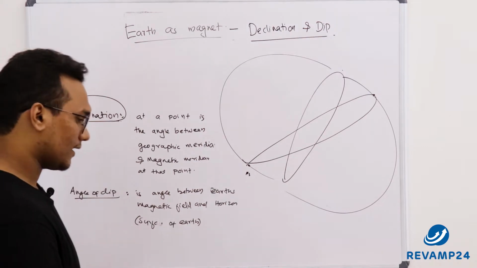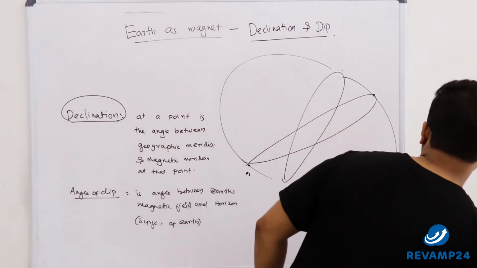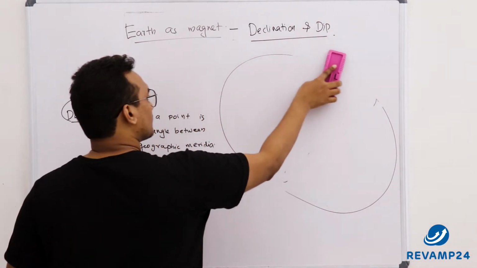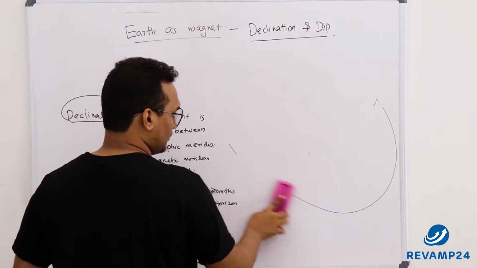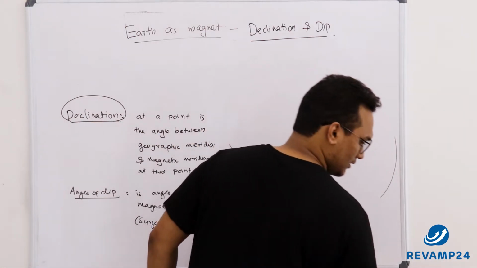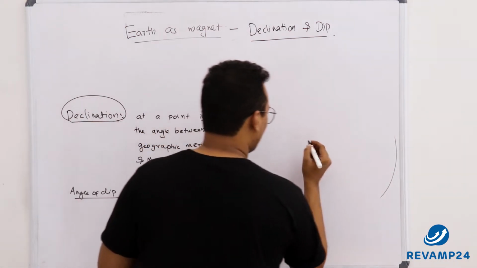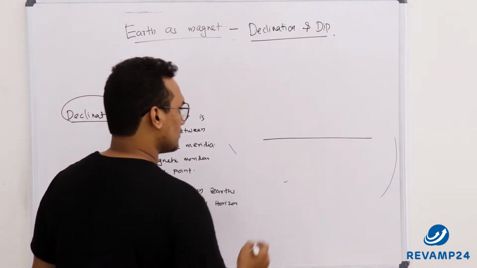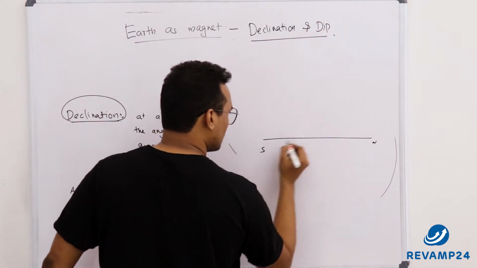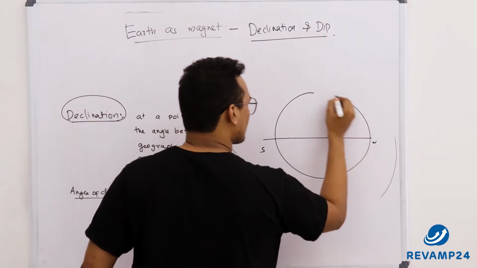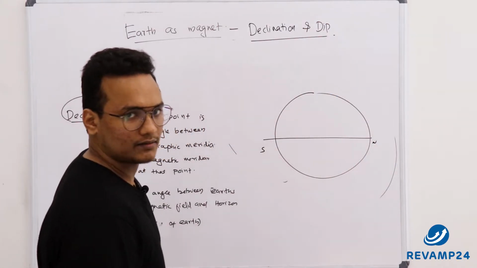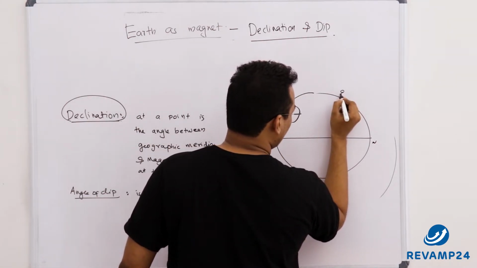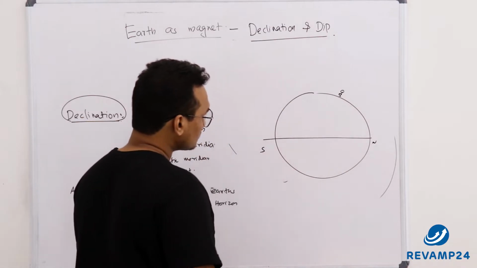The next thing is the angle of dip. The angle of dip is very, very important, and you can expect numericals from it. On the surface of the Earth, I am going to keep the geographic north-south axis in this way. So this is north and this one is south, and Earth in this way. We are near the equator, so let's say we are at this point, India is at this point.